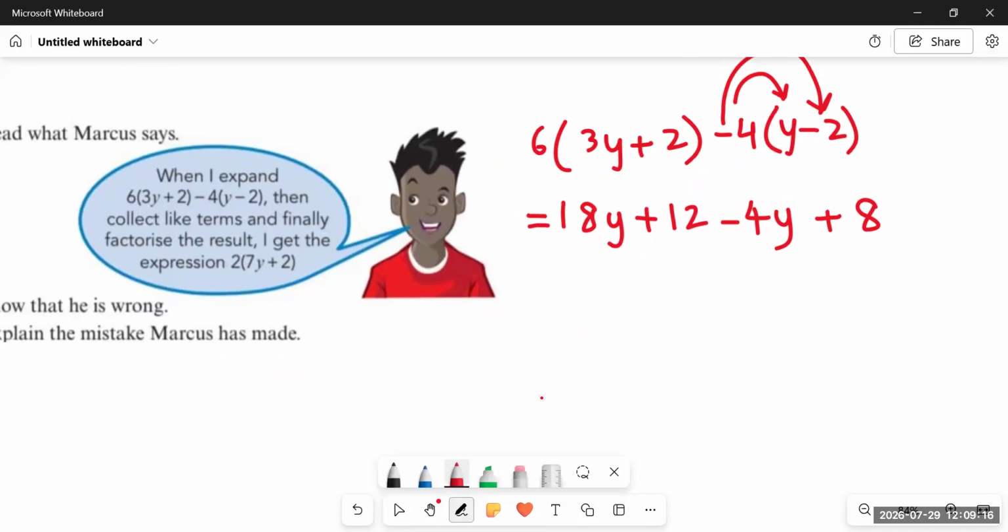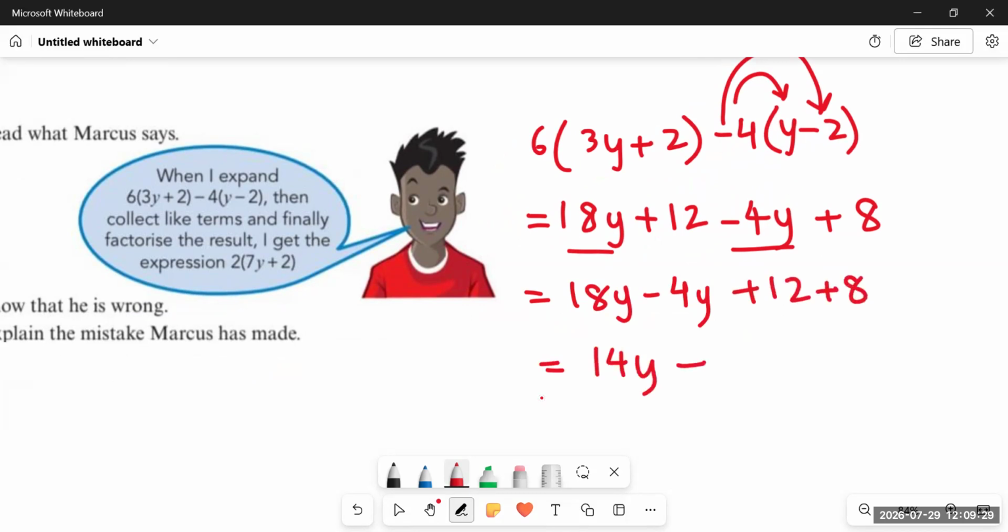That's why he's not getting the correct answer, maybe. Anyways, let's check. Now we will combine 18y with minus 4y. So 18 minus 4 is equal to 14y plus 12 plus 8 is plus 20. And now we will factorize. So between 14 and 20, we have 2 in common. Now let's open up the bracket. So it's 7y plus 10.